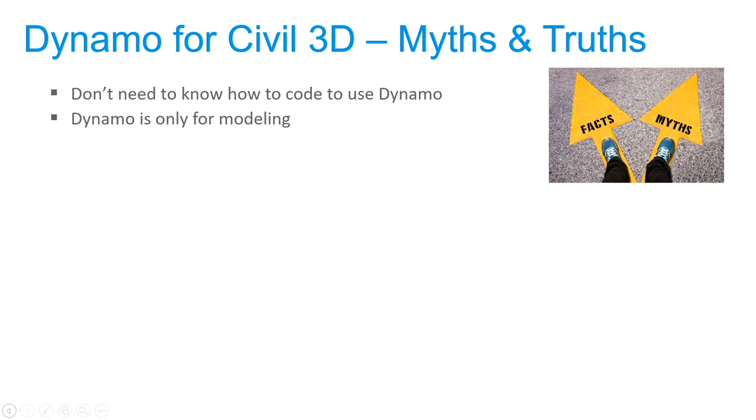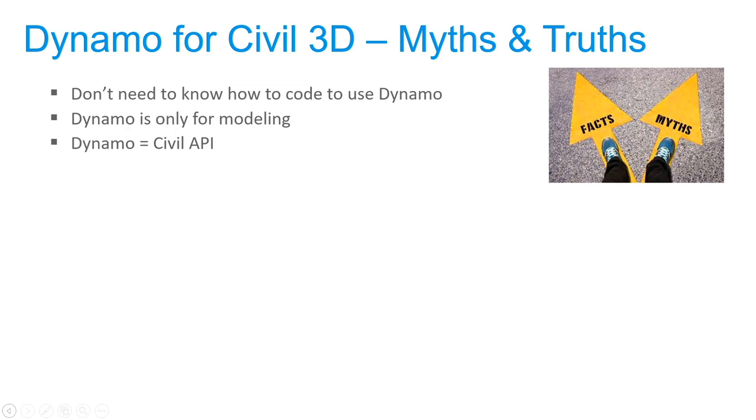Dynamo is only for modeling. Do you think it's only for geometry creation? We can extract information from the objects. We can create CSV files, create reports, and many other things as well. Dynamo equals the Civil 3D API.